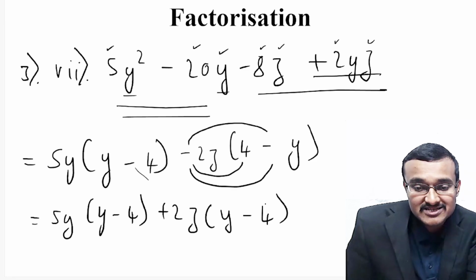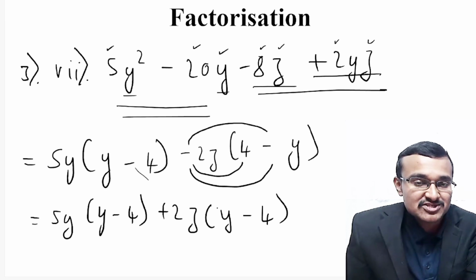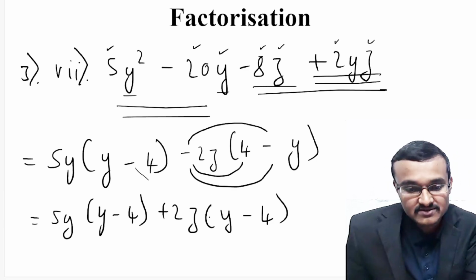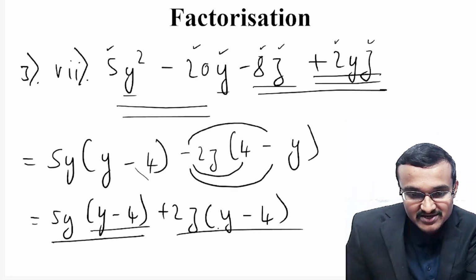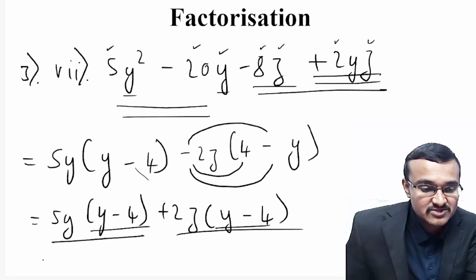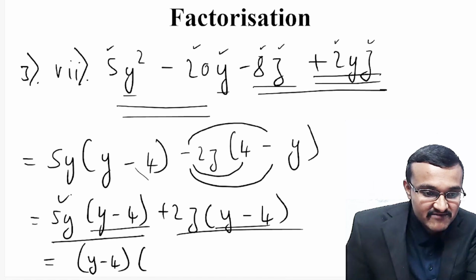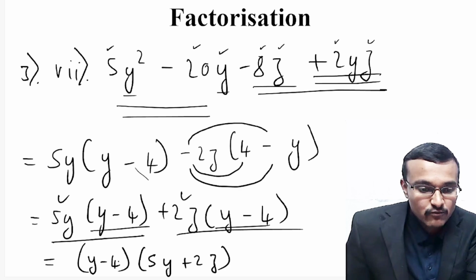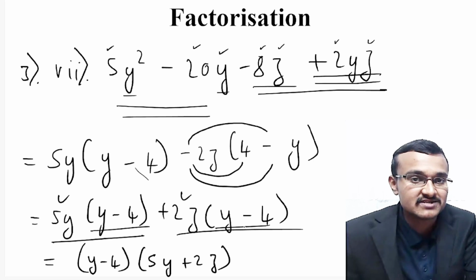Because when you multiply plus 2z with minus 4, you will get minus 8z, which is there in the question. And when you multiply 2z with plus y, you will get plus 2zy or plus 2yz, which is there in the question. So here you can clearly see in this particular term y minus 4 is there, and in this particular term y minus 4 is there. This y minus 4 you can take as common, and inside bracket 5y will be remaining and plus 2z will be remaining. So 5y plus 2z. So y minus 4 into 5y plus 2z are the factors for this seventh question in third question.